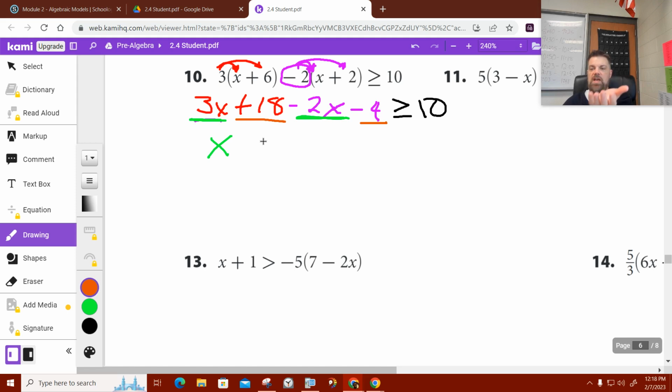I like to tell kids, okay, I have 3 x's in my hand. I take 2 x's away. What do I have? 1x. But now for the numbers, those are called constants. We just do the math. What's 18 minus 4? 14. Positive 14, right? And then everything else just stays the same, x plus 14 is greater than 10.